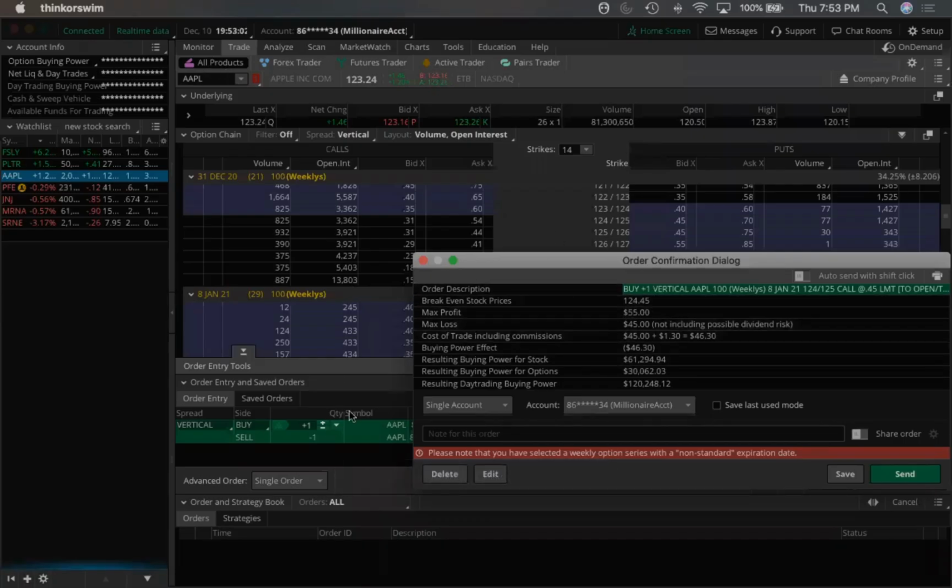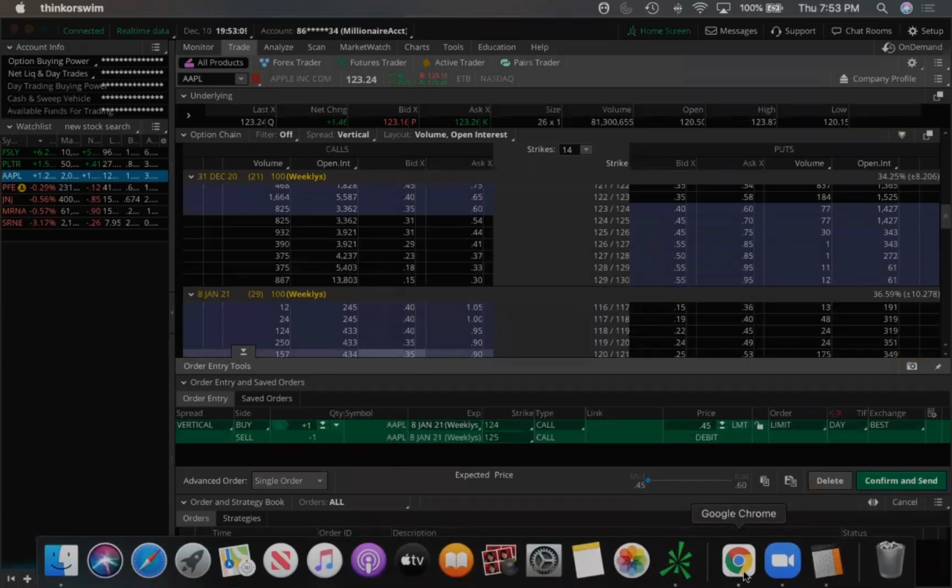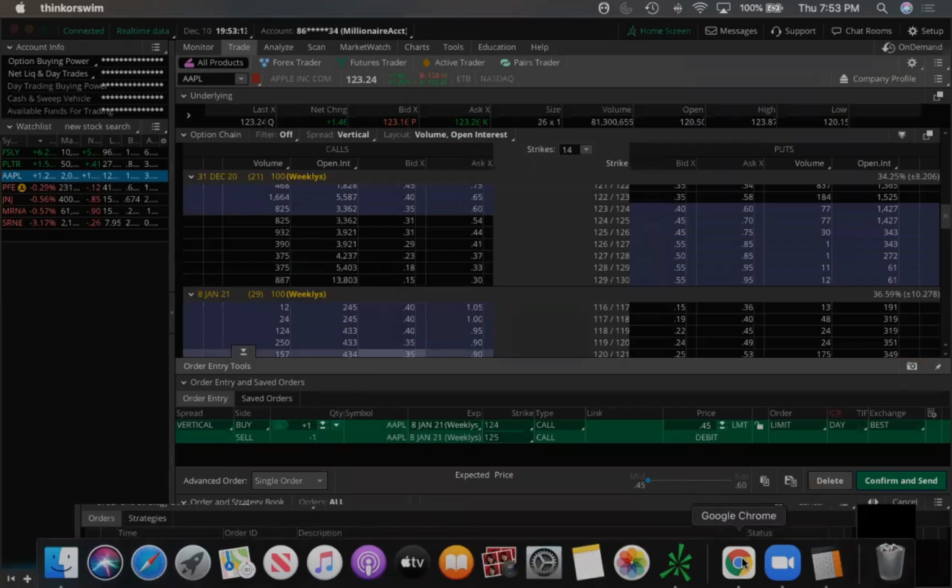If you try to do this on the Robinhood platform, it's going to be a lot more difficult to create. I don't even encourage people to do it. But on Thinkorswim, they're going to create it for you. All right. So that's your debit spread.